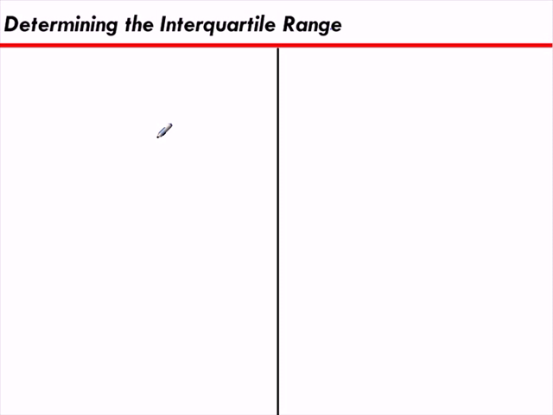Alright, I hope you came prepared to work because I need your help in this clip. You and I are going to compare two fast food restaurants by determining the interquartile range for each of them. Let's get started. I'll show you the example.